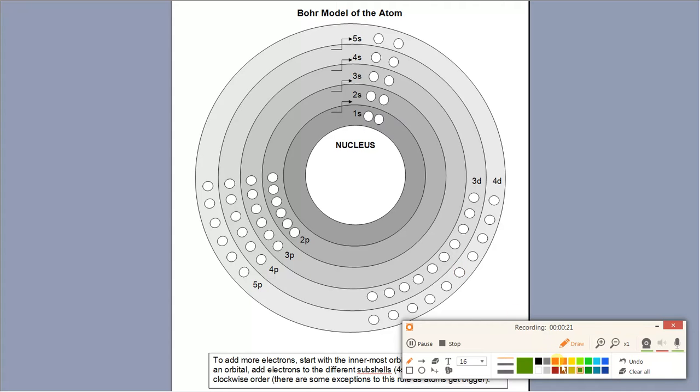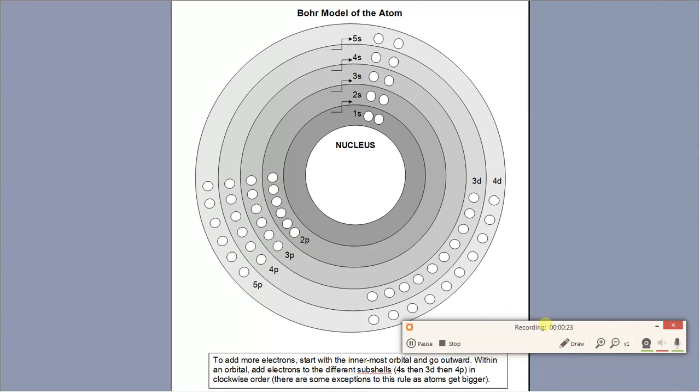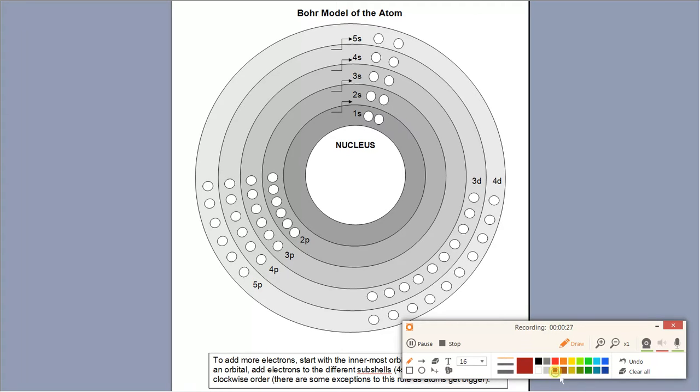Oxygen is on your periodic table. You'll find that it's got an atomic number of 8. That means it's got 8 electrons. Basically, all those electrons have to have a seat in the electron orbitals.